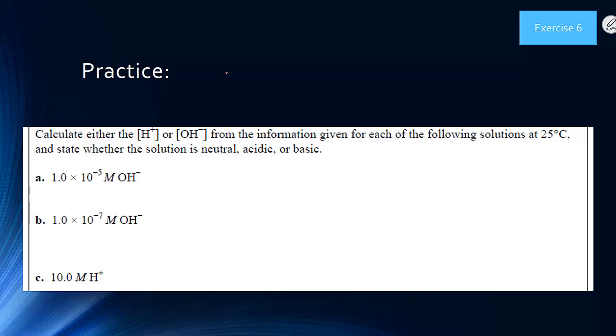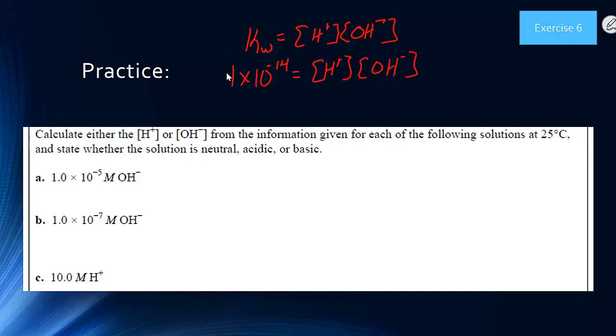Remember that the self-ionization constant of water has to equal the concentration of the hydronium times the concentration of the hydroxide. So 1 times 10 to the negative 14th has to equal the concentration of hydrogen times the concentration of hydroxide. So for this first one, since we are given hydroxide, we can solve for the concentration of hydrogen by dividing by the concentration of hydroxide on both sides.